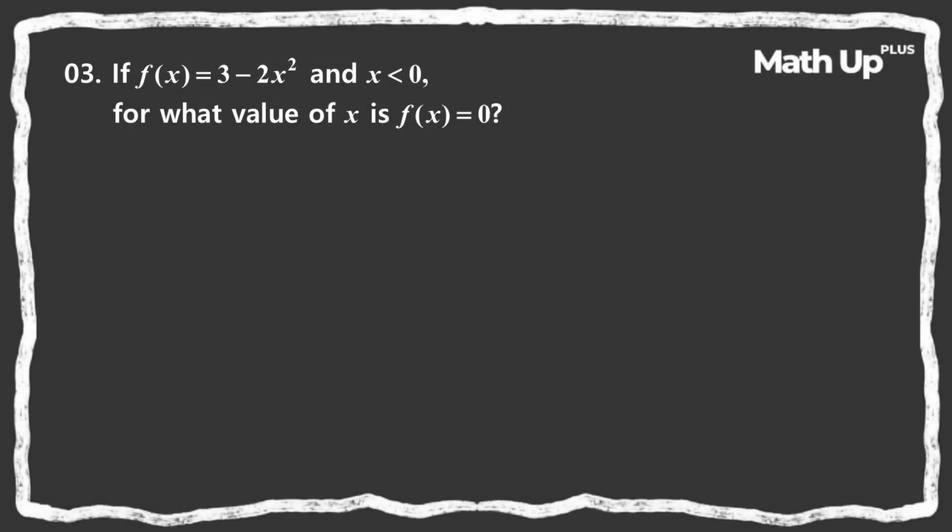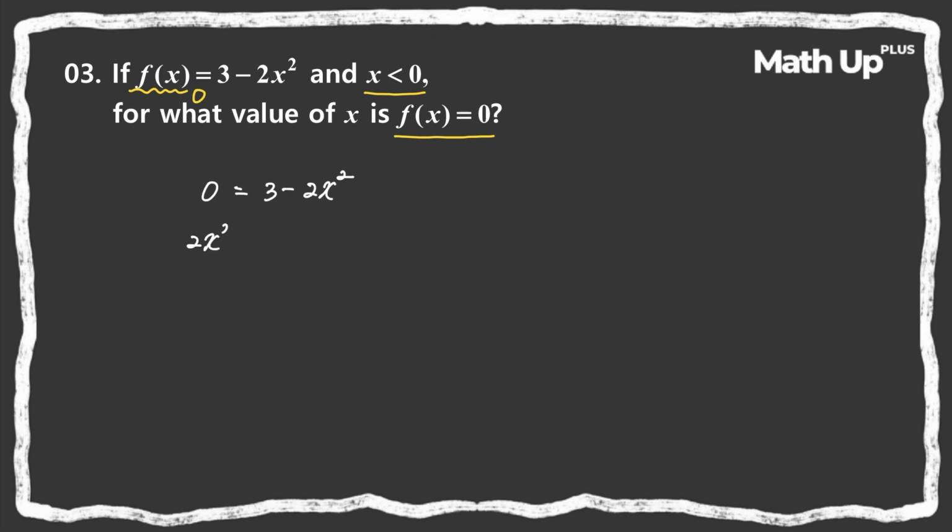Number 3, if f of x is equal to 3 minus 2x squared and x is less than 0, for what value of x is f of x equal to 0? Okay, it is given that f of x is equal to 0, right? And x is less than 0. So what we have to do is substitute 0 for f of x, right? So 0 is equal to 3 minus 2x squared.